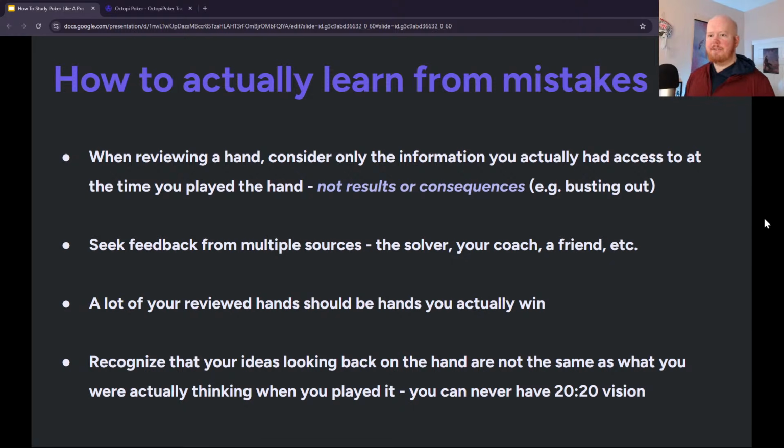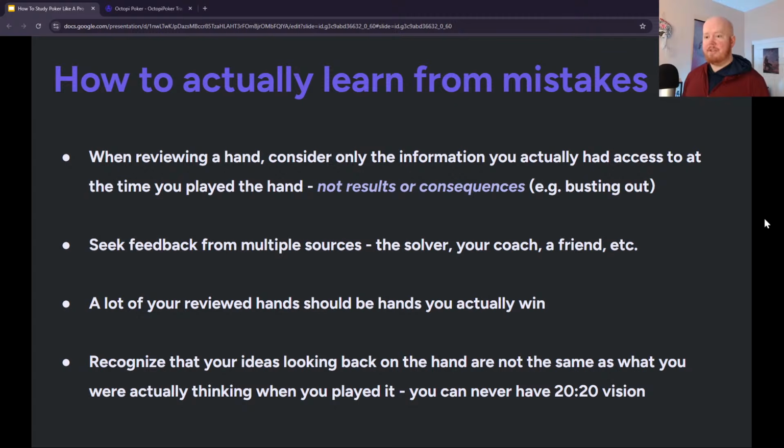The second thing is to seek feedback from multiple sources wherever possible. Don't just consult the solver, but try to consult the solver and a coach, the solver and a friend, something like that. Your coach and a friend if you don't have a solver, whatever it is. Seek feedback from multiple sources, because that feedback loop is going to become more complex and more advanced if you have multiple sources involved in it. You're putting in more iterations on that loop and you're getting more accurate, more diverse feedback based on asking multiple people about the same hands.